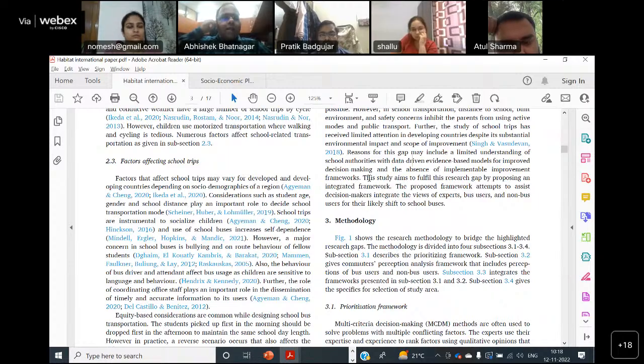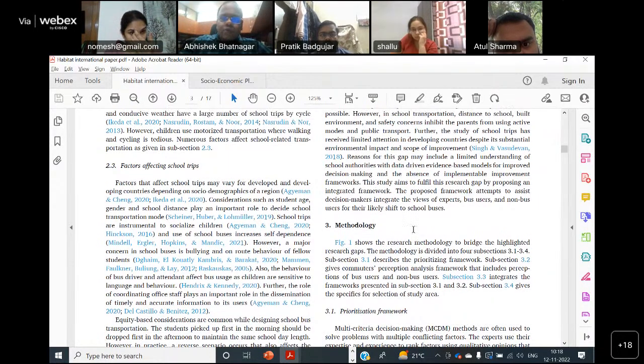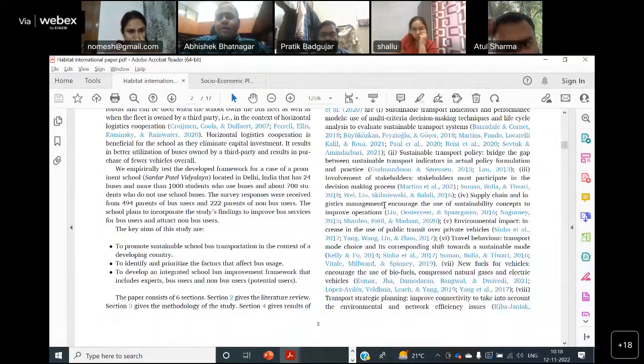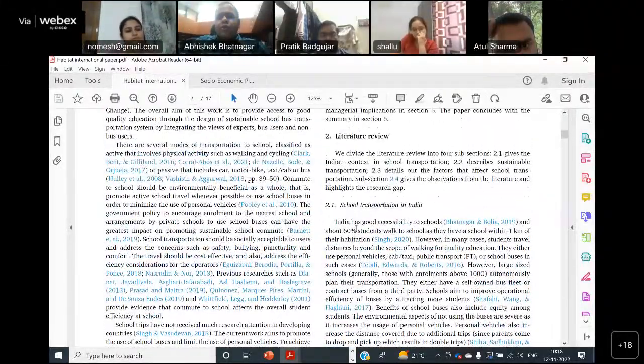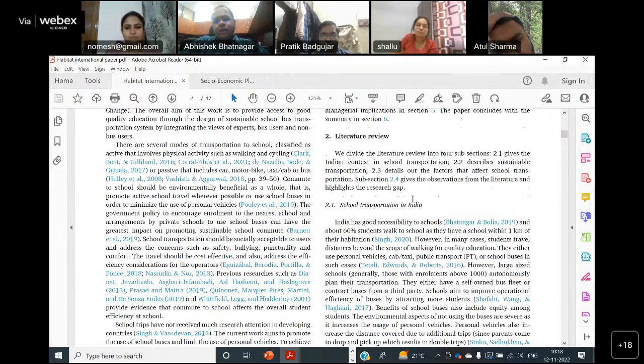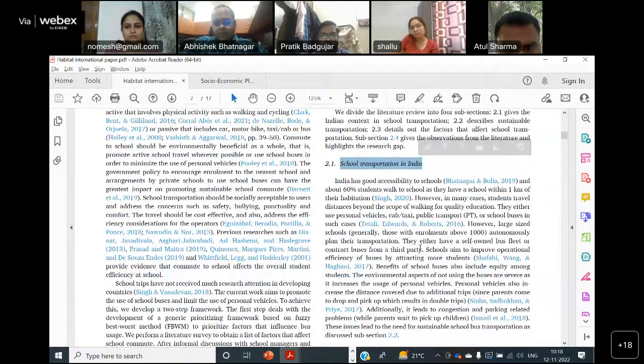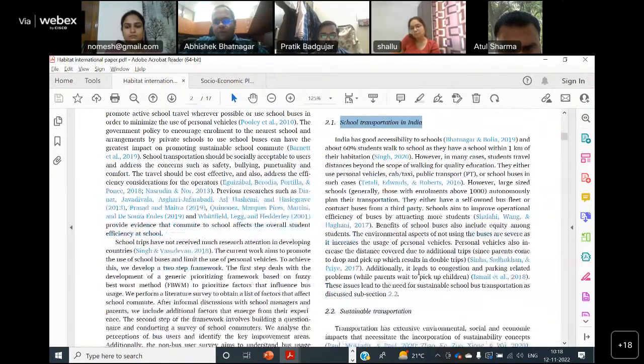Yeah, exactly. See, I will tell you one good way. What you can do is don't make too many sections, like maximum 3 or 4 sections, because it is a research paper, right? So first of all, you can give the issues. For example, school transportation in India. What is the issue? For example, personal vehicles add to congestion. Some issues you can give.